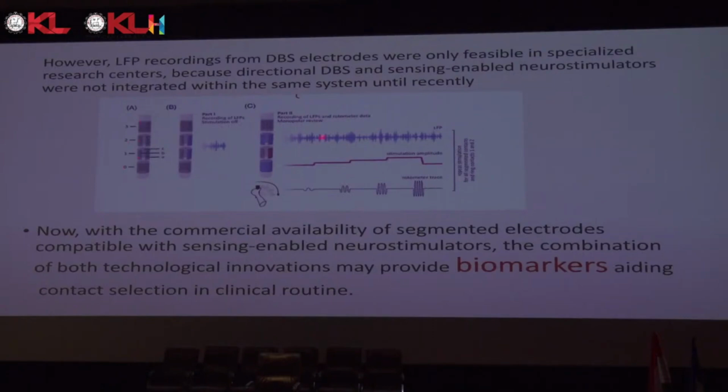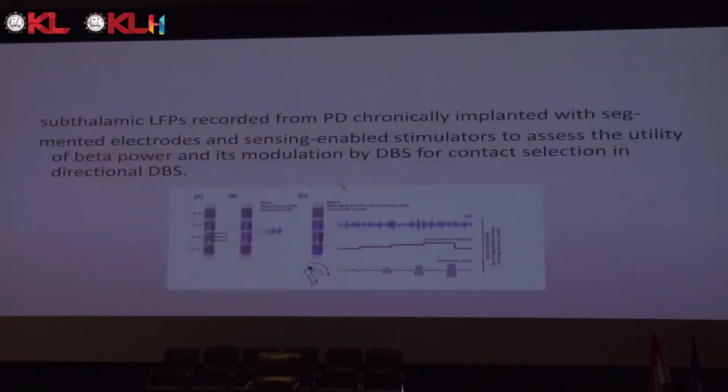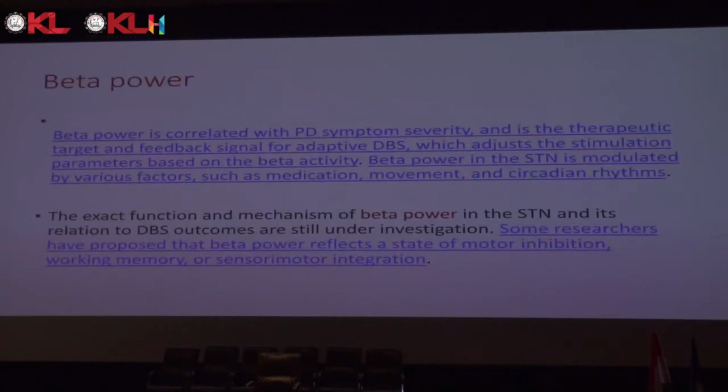So these are the leads, these are the recordings, and this is the stimulation amplitude. Because of local field potential recording, new biomarkers have come, which will aid programming. The next speaker is going to talk more about these biomarkers. This is called beta power, or beta band, which in the future is going to program on its own. Beta power is correlated with PD symptom severity, and is a therapeutic target and a feedback signal for adaptive DBS. Adaptive DBS can be done because of the beta power.